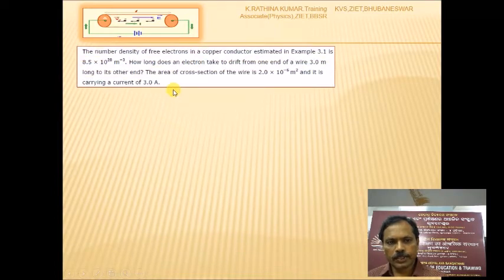So the question is that the number density of free electrons in a copper conductor, estimated in example 3.1, is 8.5 into 10 power 28 meter power minus 3. How long does an electron take to drift from one end of a wire 3.0 meter long to its other end? The area of cross section of the wire is 2.0 into 10 power minus 6 meter square, and it is carrying a current of 3.0 ampere.